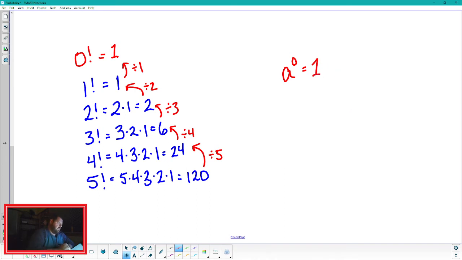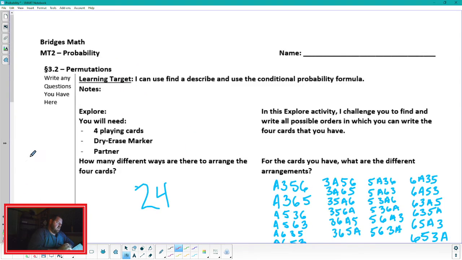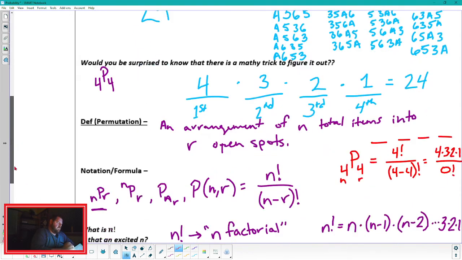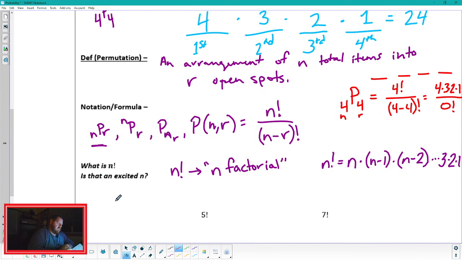Okay. So we want to make a note of that, though. And I'm going to put it right here. And I'm going to put a star by it. 0 factorial, oops, that's a 1. 0 factorial is always equal to 1. Okay? You don't want to forget that.